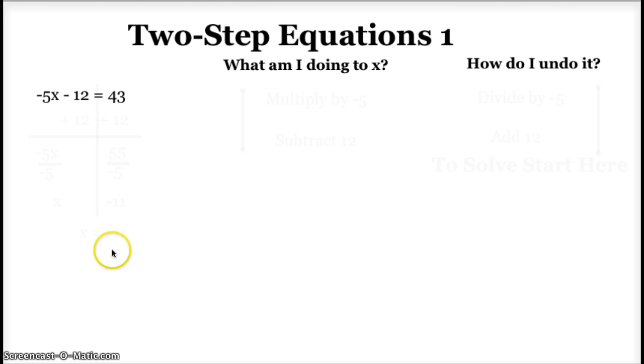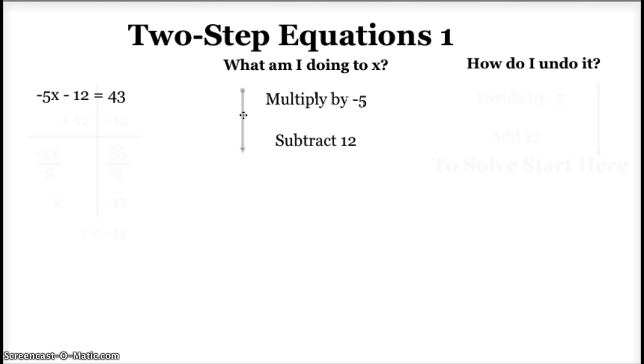The problem is negative 5x minus 12 is equal to 43. So if I'm doing this problem, the first thing I'm going to do is ask myself, what am I doing to x? Well, in this problem, the first thing I do to x is I multiply it by negative 5, and the second thing I'm going to do to x is subtract 12. So let's put both of those things down under what am I doing to x. I'm multiplying by negative 5, and then I'm subtracting 12.